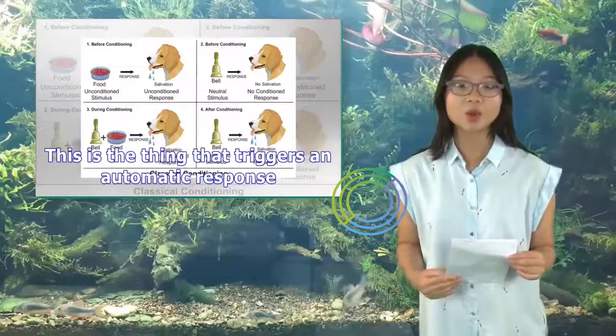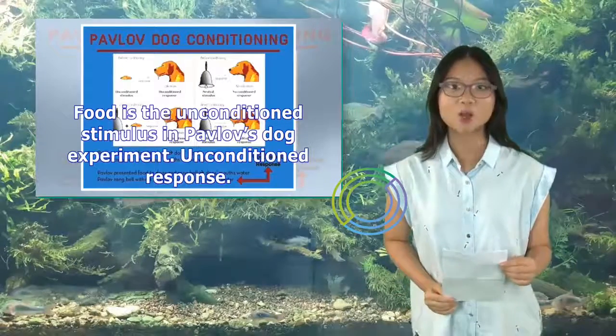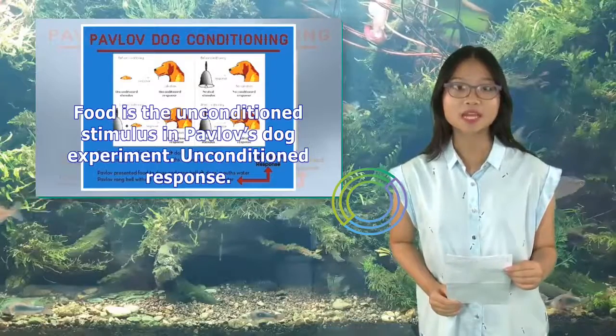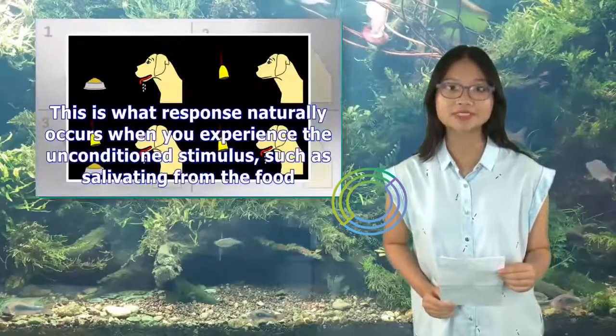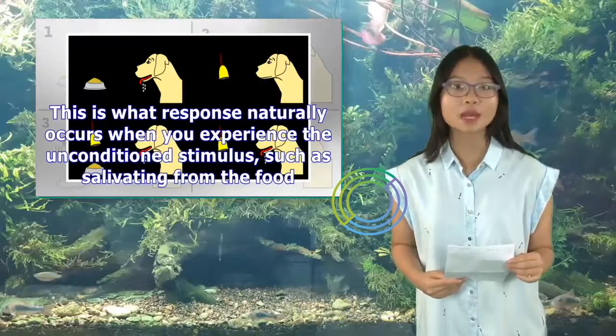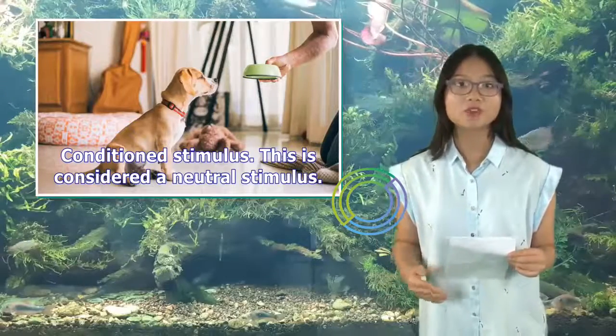Unconditioned stimulus. This is the thing that triggers an automatic response. Food is the unconditioned stimulus in Pavlov's dog experiment. Unconditioned response. This is what response naturally occurs when you experience the unconditioned stimulus, such as salivating from the food. Conditioned stimulus. This is considered a neutral stimulus.